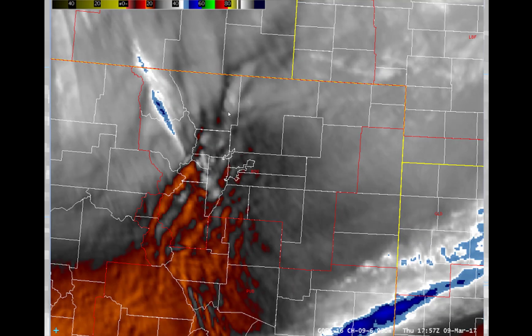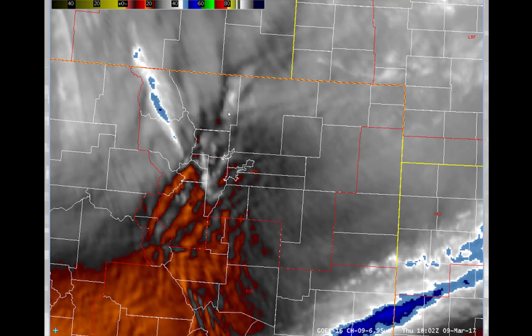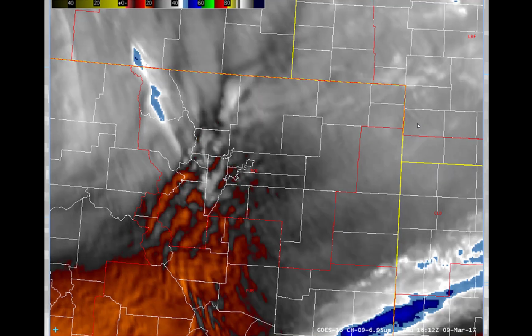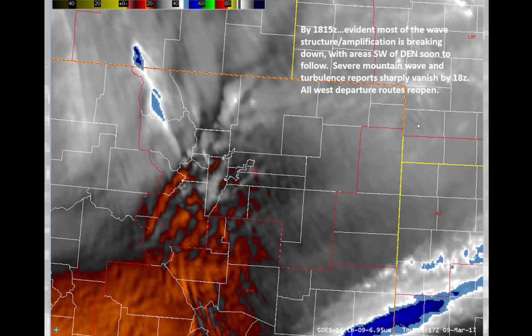And if you train your eye really closely on northeast Colorado, you can see the passage of the shortwave trough. That normally will disperse the worst, at least, of a wave with the cessation of warm advection out ahead of it, cold air advection behind it. So as you toggle through, you can see the wave clearly breaking down.